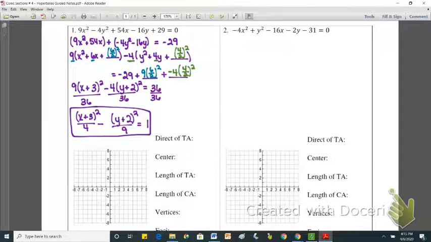Because remember, on hyperbolas, I want the minus sign second. So I need to look at what my first variable is. It's an x. Therefore, the direction of my transverse axis will be horizontal. My center: a -3 goes with the x, and a -2 goes with the y.